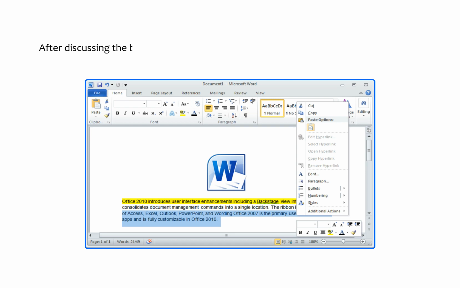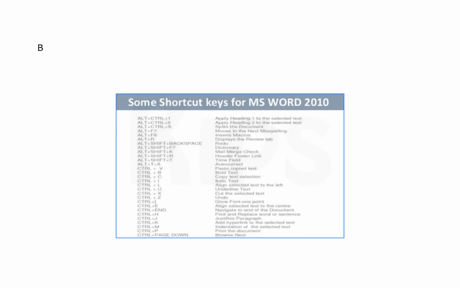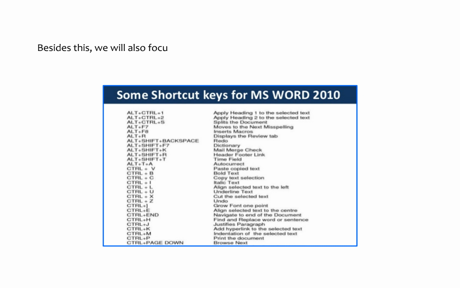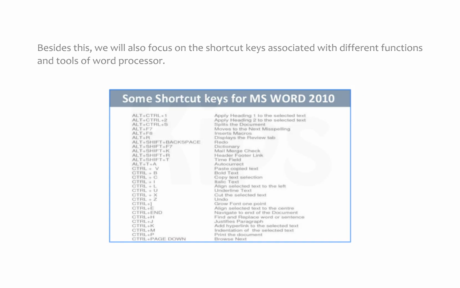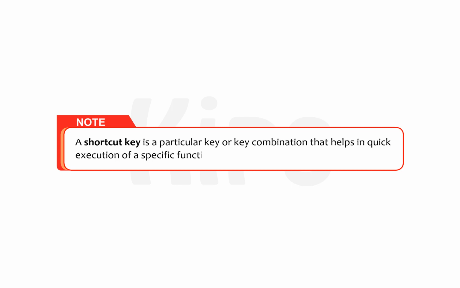After discussing the basic features of a word processor, let us enhance our knowledge about its other features in this chapter. Besides this, we will also focus on the shortcut keys associated with different functions and tools of word processor. Students note that a shortcut key is a particular key or key combination that helps in quick execution of a specific function within a program.